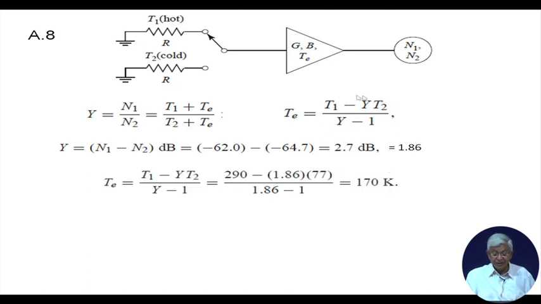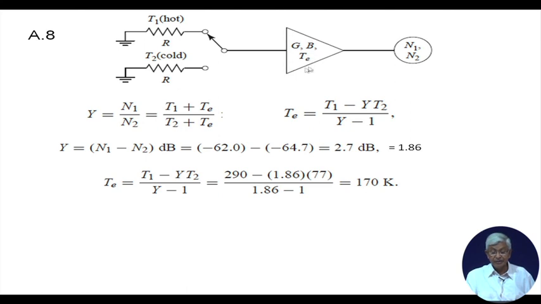Now, these are all done in ratio, that is why we converted Y into a ratio. Substituting into the expression Te equals T1 minus Y T2 by Y minus 1, T1 is 290, Y is 1.86, T2 was 77 K, and Y minus 1 is 1.86 minus 1. If you solve this it comes out to be 170 K. So, now we know Te.